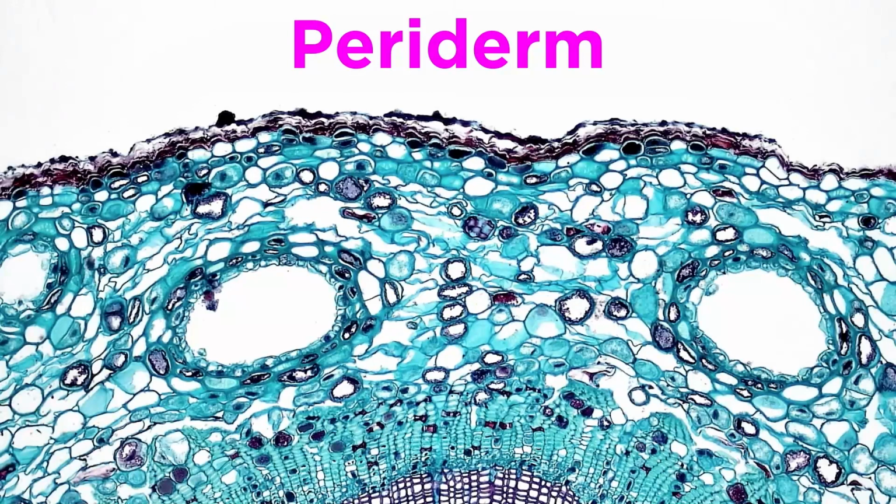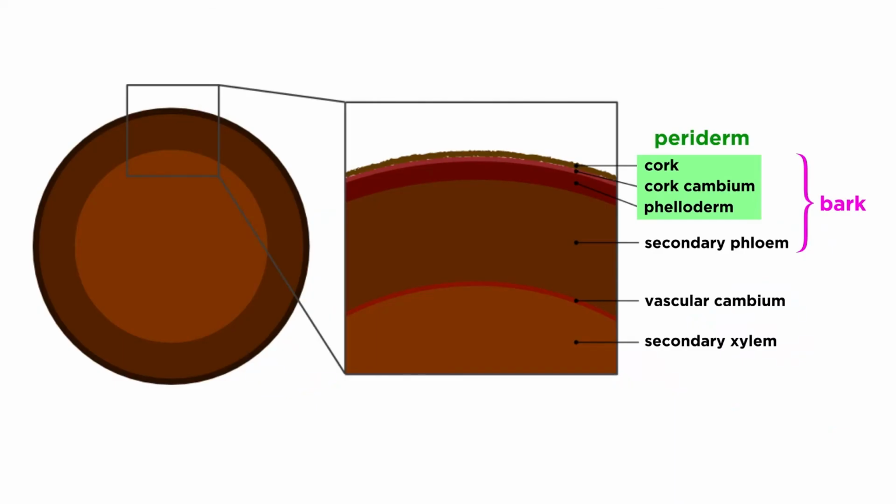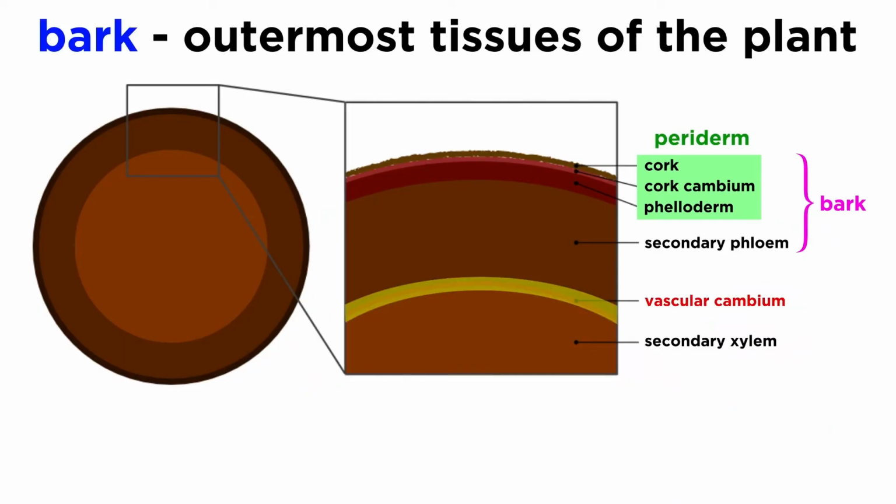In older sections of a plant that aren't growing as fast, the epidermis may transition into a thicker layer of cells called the periderm, which is the semi-permeable layer of the bark, where bark is a word that refers to all the tissues outside the vascular cambium.